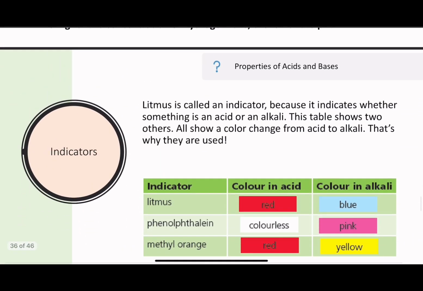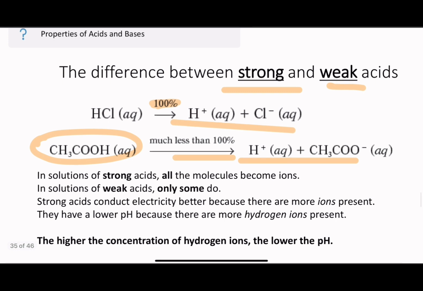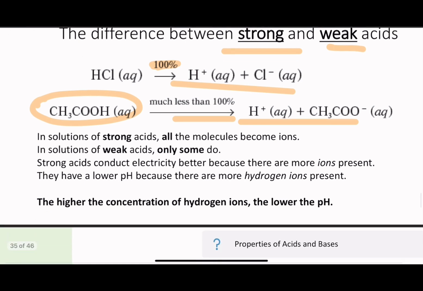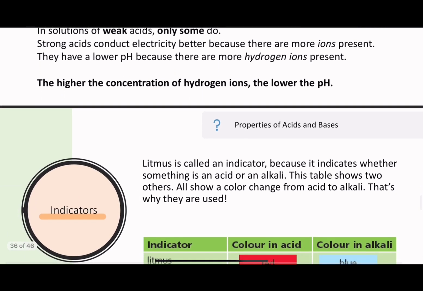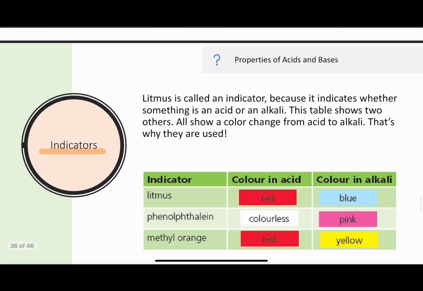Now, the same thing happens with the bases, okay? Bases, for example potassium hydroxide, go fully to OH negative and potassium plus, which is why potassium hydroxide is a strong base, okay? If it does not dissociate fully, it's not a strong base. Now, the higher the concentration of hydrogen ions, the lower the pH. We're going to talk about that.